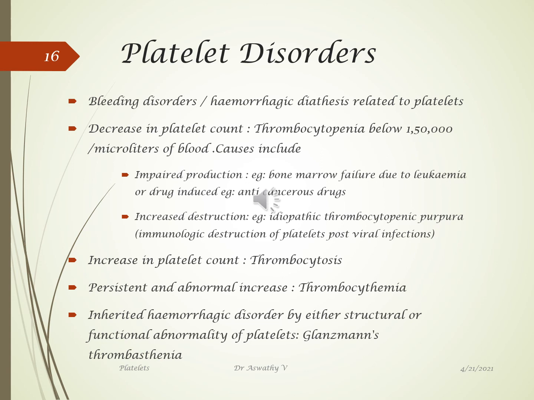So impaired production of platelets can happen in bone marrow failure, for example in case of leukemia, or as a result of drugs like anti-cancer drugs, thiazide diuretics, etc. Increased destruction, an example is idiopathic thrombocytopenic purpura. So it can be acute and chronic. This idiopathic thrombocytopenic purpura is the result of immunologic destruction of platelets after viral infection.